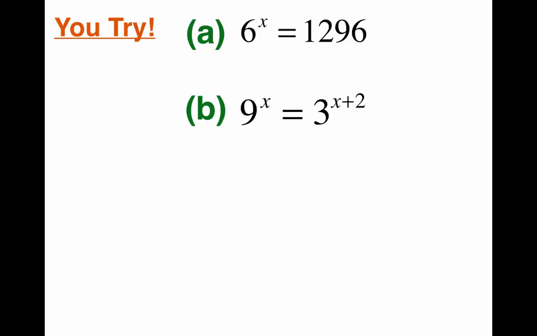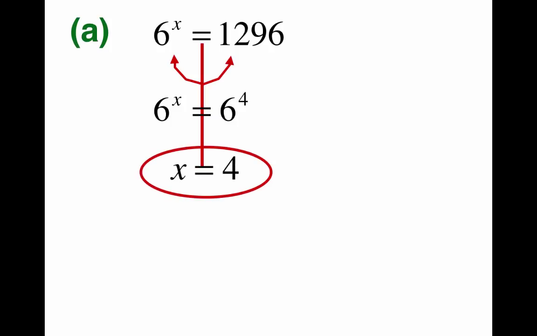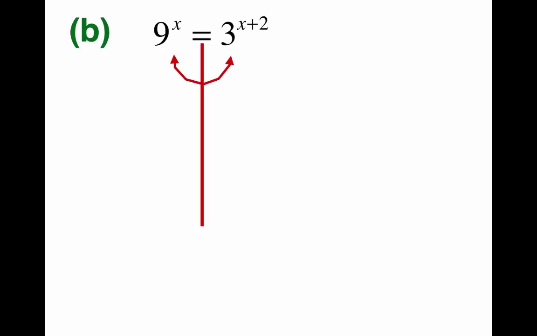All right, you ready to check your answer? Let's see how you did on these. So for the first one, I don't see equal bases. I wish they both had a 6 as the base, but here's the good news. 6 to the 4th power, 6 times 6 times 6 times 6, is 1296. So that must mean x has to equal 4. Is that what you got? Did you figure out that 6 to the 4th power piece? I hope you did.